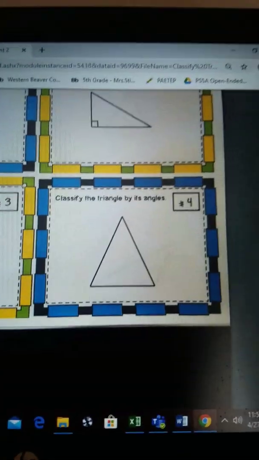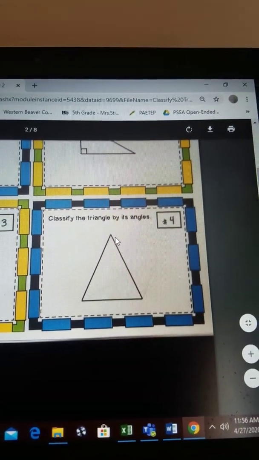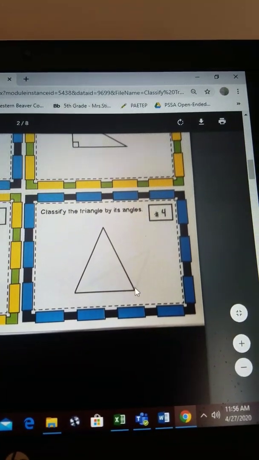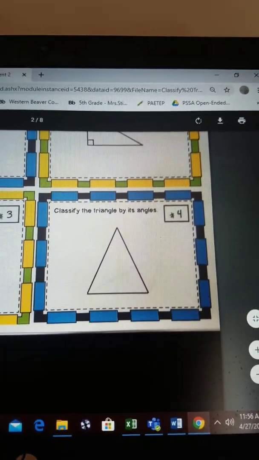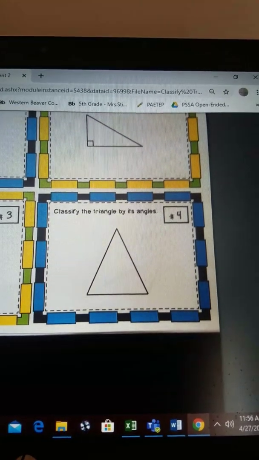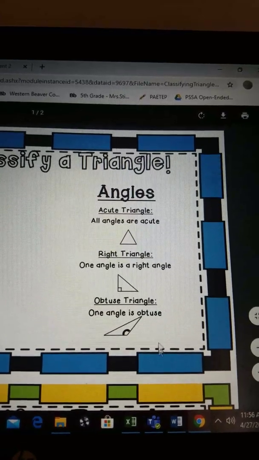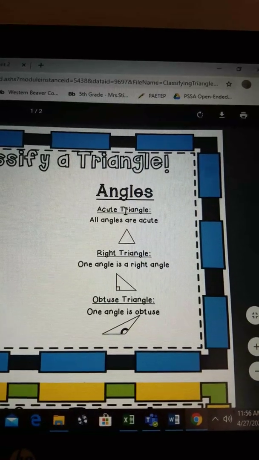All right, and number 4, take a look, classify the triangle by its angles. Now, this looks like the letter V, this looks like the letter V, this looks like the letter V. And if you remember, V angles are acute angles. They're less than 90 degrees. So all 3 angles are less than 90 degrees. All 3 angles are acute. Here it is. All angles are acute. It's an acute triangle. So on my paper, number 4, acute.